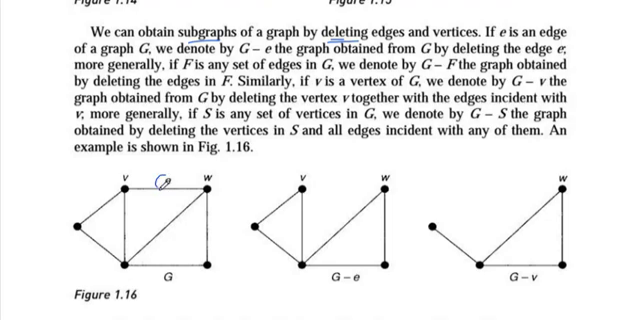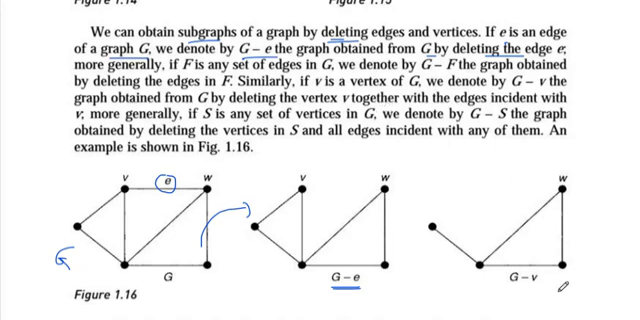Let's say there is an edge E in between vertex V and W. If we remove this edge, we can obtain G−E. It is called a subgraph of that particular graph. We have removed the one edge E. So if E is an edge of the graph G, we write it like this: G−E, the graph obtained from G by deleting the edge E.